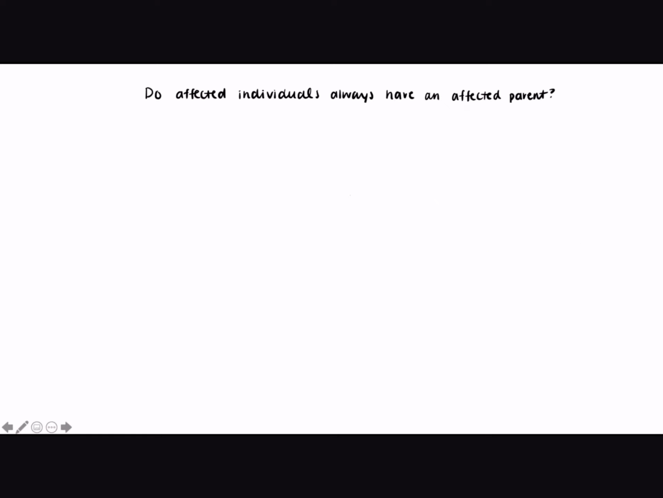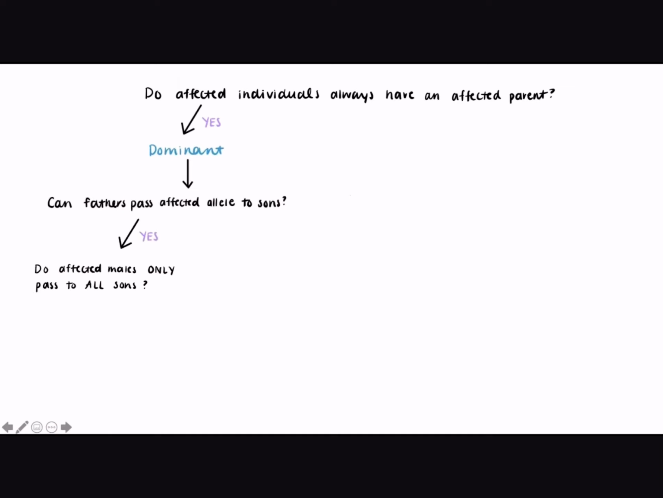Going back to the first question we asked, do affected individuals always have an affected parent? If the answer is yes, our choices narrow down to dominant traits. Then, to determine the type of dominance, we can ask the question, can fathers pass their affected alleles to their sons? Once again, if the answer is yes, we can ask, are only males affected, and does an affected male have all affected sons? If the answer to our question is yes, we can determine that the trait is Y-linked. Another characteristic of a Y-linked pedigree is that the trait does not skip generations.